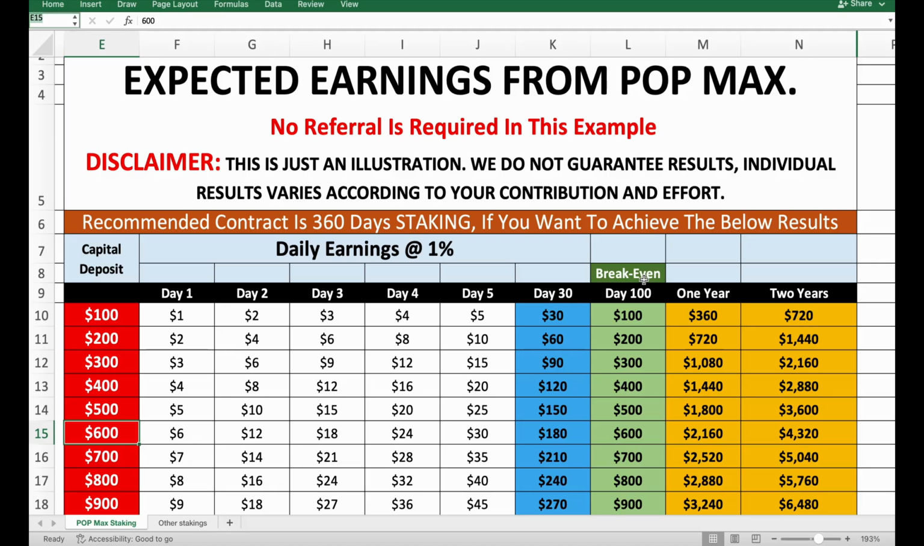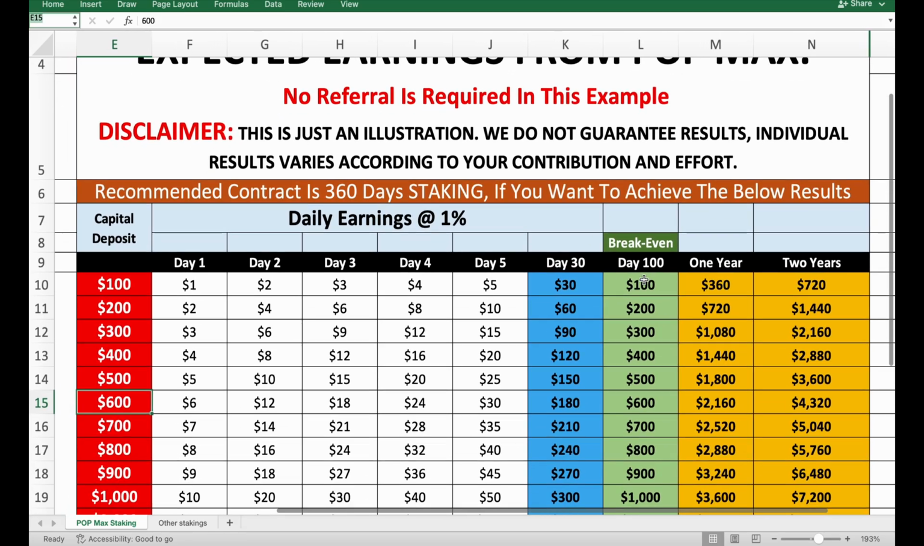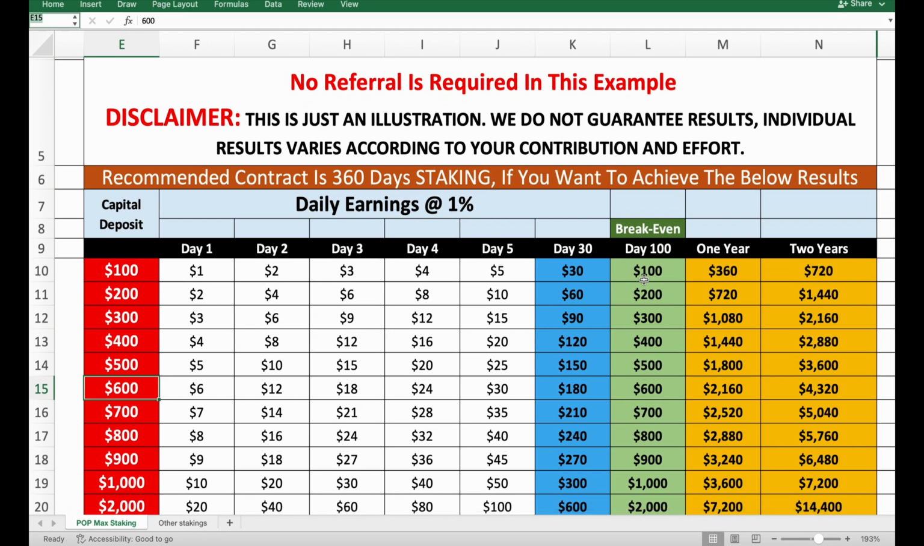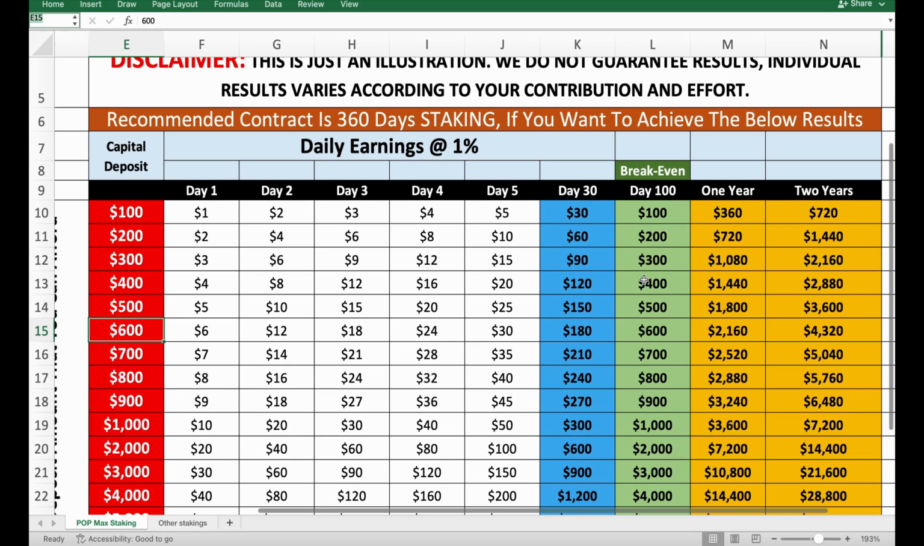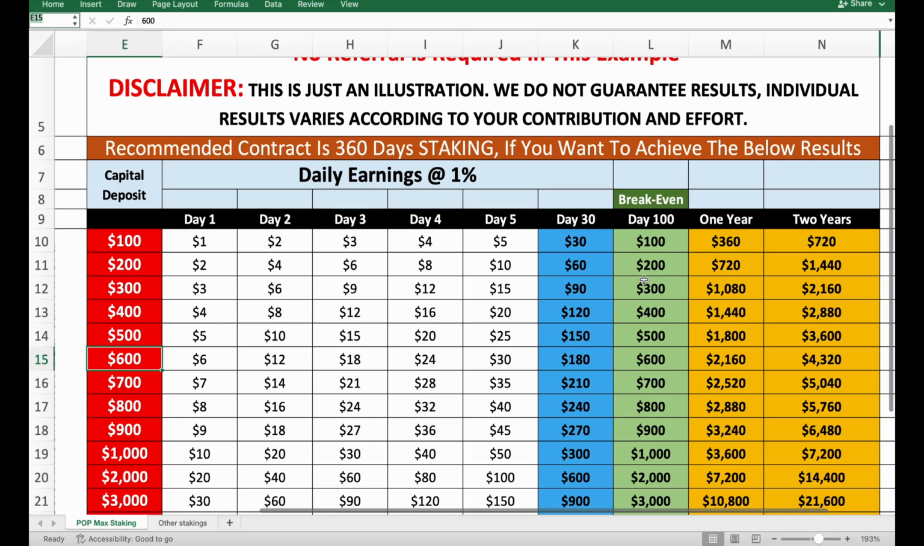Okay, but the disclaimer here is what I'm showing you is an illustration. It does not guarantee any results. After all, individual results vary according to your contribution and effort. For example, somebody that deposited $100 earning daily 1% is not the same thing as somebody that deposited $1,000 earning 1% on a daily basis. So individual result varies. That's what that means.